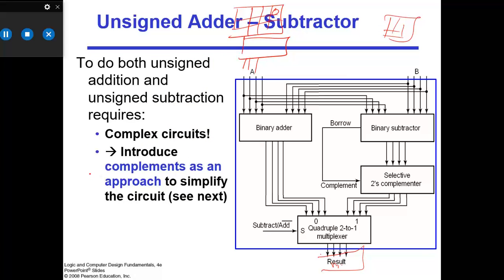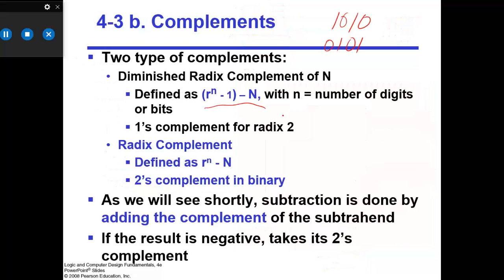So, unsigned adder and subtractor. If you want to make an unsigned adder and subtractor, to do both unsigned addition and unsigned subtraction, it is a complex circuit, so we introduce complement as an approach to simplify the circuit. So this is how we do addition and subtraction. In general, subtraction is not done in the way we perceive. Let's say we don't do the subtraction like 1 1 1 0, so 1 minus 0 is 1 and 1 minus 1 is 0. This is not the way we do the subtraction in the computer world. So we use the 2's complement method, and the overall block diagram of these things is shown here.